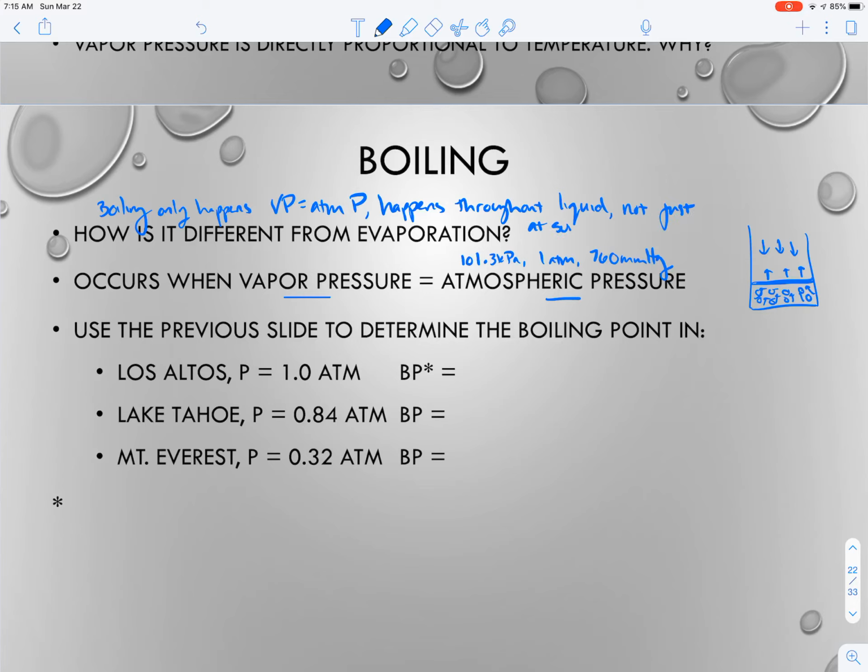I'll read that again. Boiling only happens when the vapor pressure is equal to the atmospheric pressure, whereas evaporation happens at all temperatures that it's a liquid. And boiling happens throughout the liquid, not just at the surface, and you guys can verify that from your personal experience, that you can see the bubbles forming all through the liquid, like in a pot, and when we make the rock candy, you'll see that again.